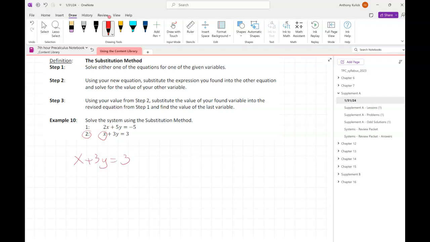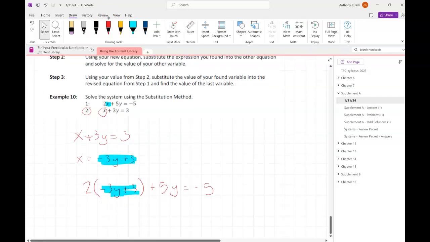So to get the x by itself from equation 2, what do I have to do? Subtract 3y from both sides, right? Now what I'm going to do is in equation 1, I'm going to replace the x with what I know x has to equal. Can everybody see what we did there? Notice now I have only one kind of variable, right? Just y's.